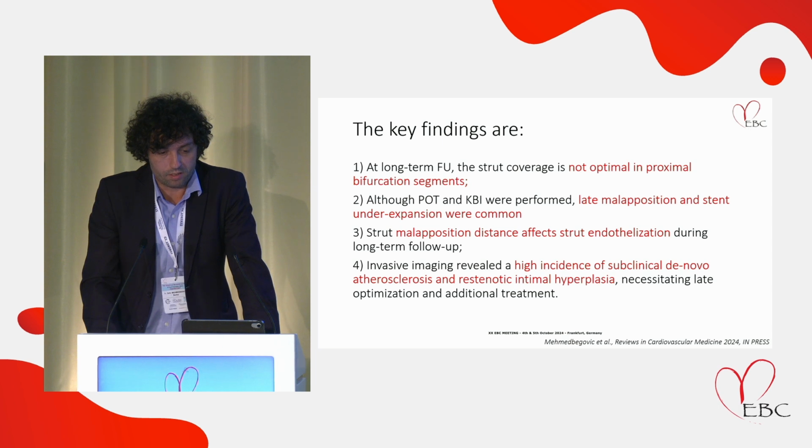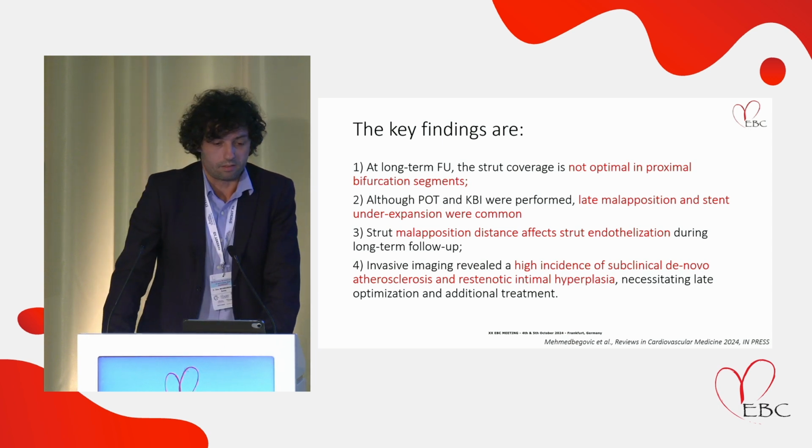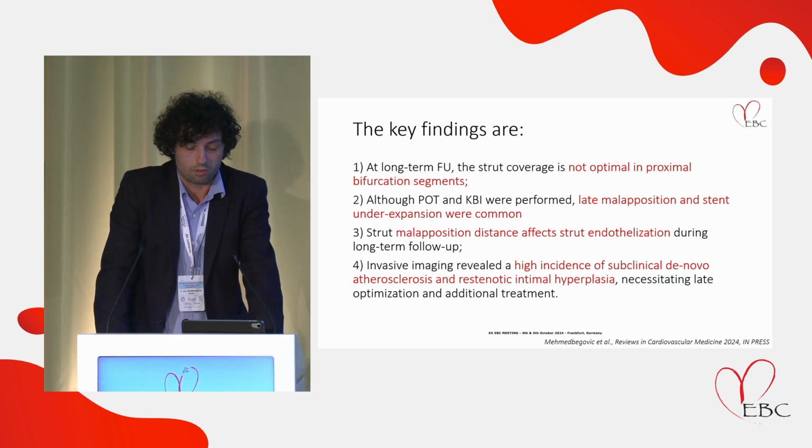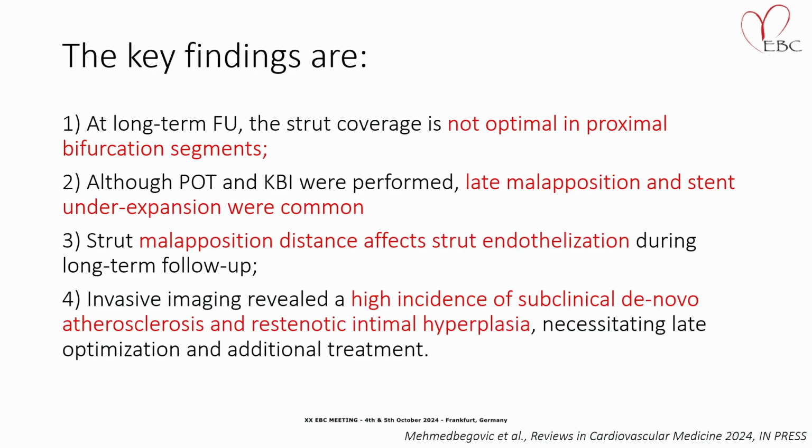So the key findings of our analysis at the long-term follow-up are: the strut coverage is not optimal in proximal bifurcation segments. Although POT and kissing balloon inflations were frequently performed, late malposition and stent under-expansion were common. Strut malposition distance affects strut endothelialization, and we also found high incidence of subclinical de novo atherosclerosis and restenotic intimal hyperplasia. Thank you.